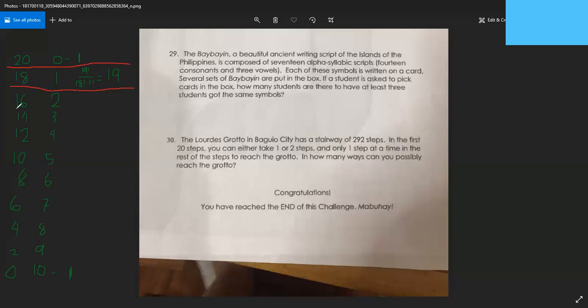Now for the next one, we add 16 plus 2, and that would be 18 factorial over the factorial of each: 16 factorial times 2 factorial. So we can cancel out something here. What remains is 18 times 17 over 2 factorial. If you multiply this, 18 times 17 divided by 2, we will get 153.